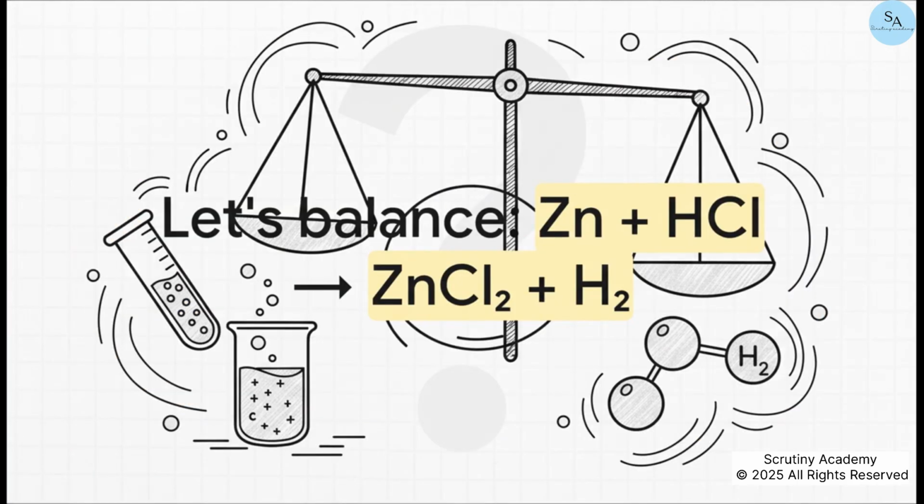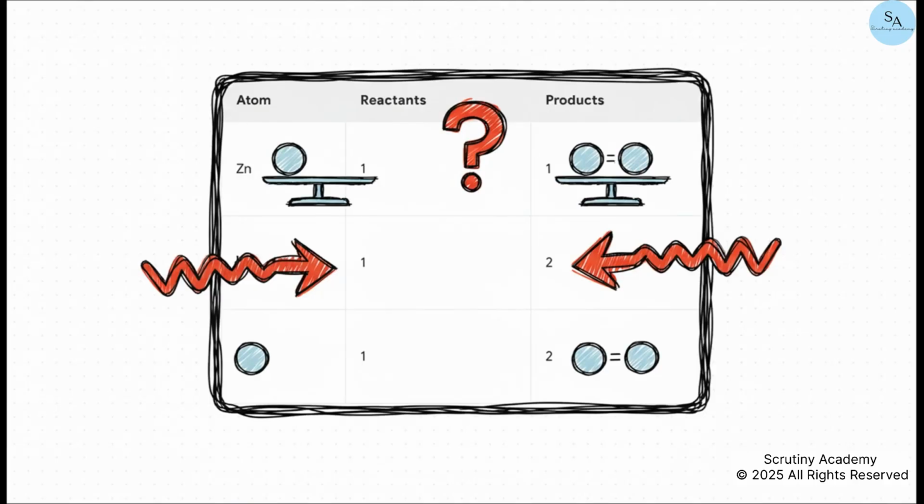So let's get our hands dirty with a classic reaction. Zinc plus hydrochloric acid makes zinc chloride and hydrogen gas. Now, as it's written here, Zn plus HCl goes to ZnCl2 plus H2. It's not balanced. So the question is, how do we fix it? Well, if we do a quick atom count, the problem just jumps right out at us. We've got one hydrogen and one chlorine atom going in, but two of each are coming out. The scale is totally tipped.